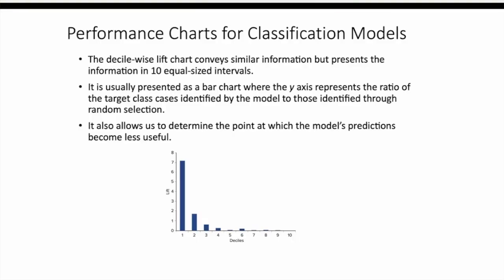It also helps us determine the point at which the model's predictions become less useful. For example, look at this. After the second decile, the lift values drop below 1. It becomes below 1, suggesting that the model will capture fewer target cases than random selection in the subsequent deciles. So in this case, we want to focus only on the first 20% of the observations that have the highest predicted probability of belonging to the target class, if your goal was to capture the target class cases, which is normally the case.